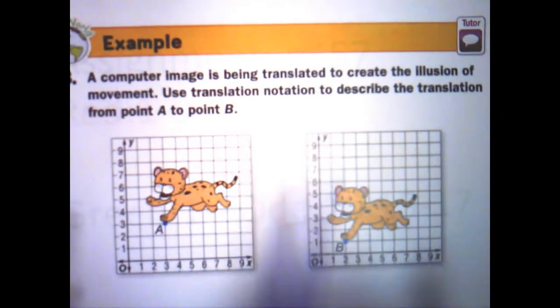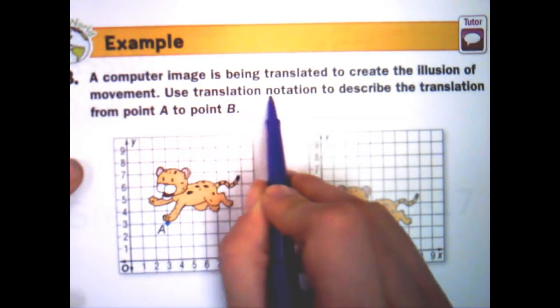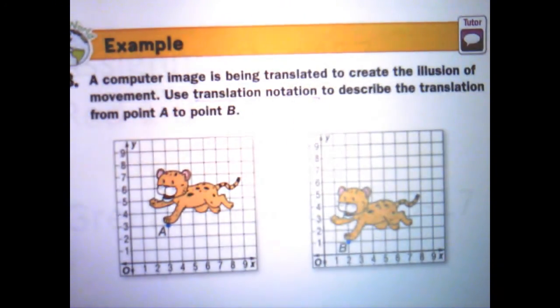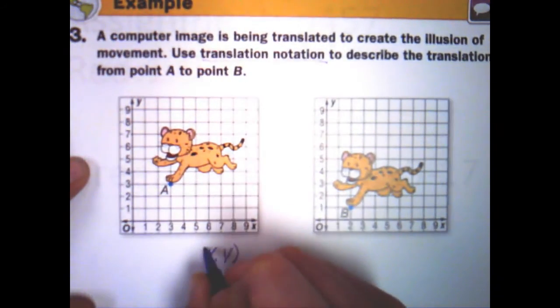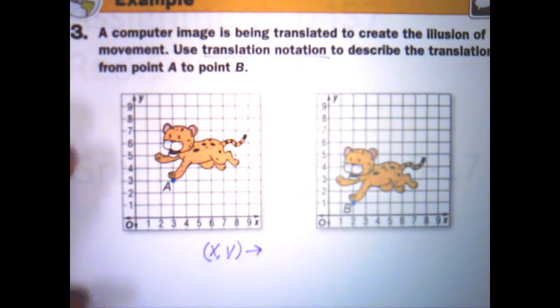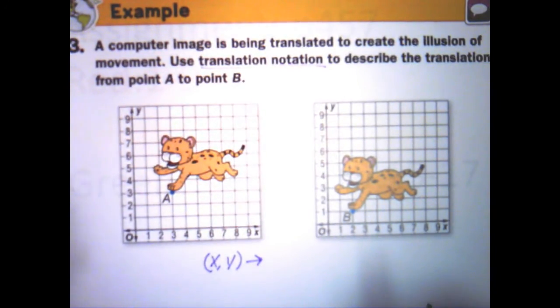So let's see, we're translating a computer image. It says use translation notation to describe the translation from point A to point B. Translation notation, that's everything we've been doing already with x comma y and an arrow and turning it to whatever we do to the x and y coordinate. Okay, that's what we've been doing on the last example.